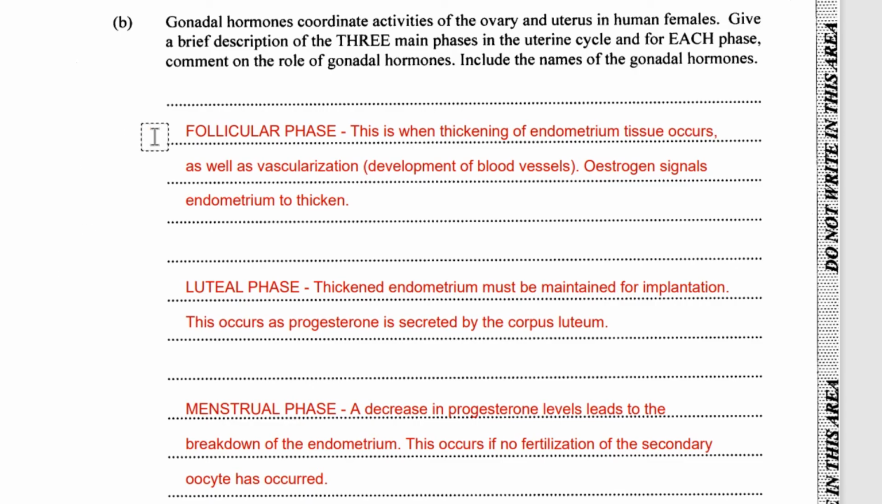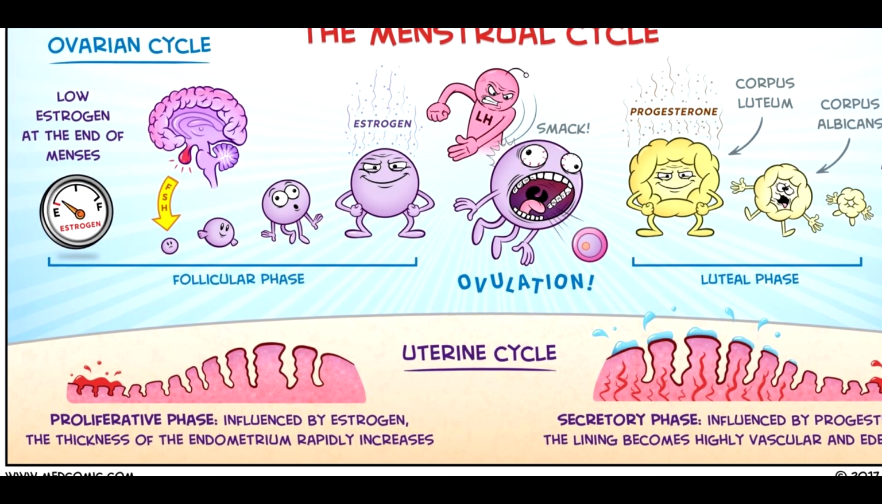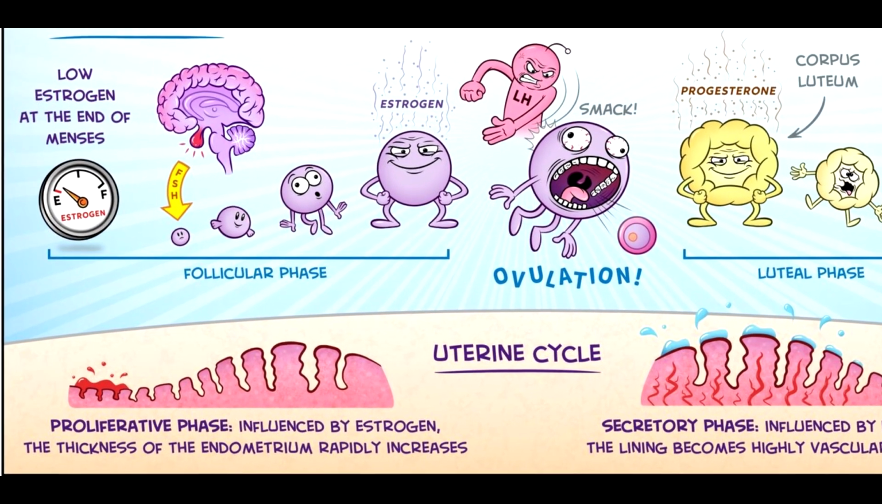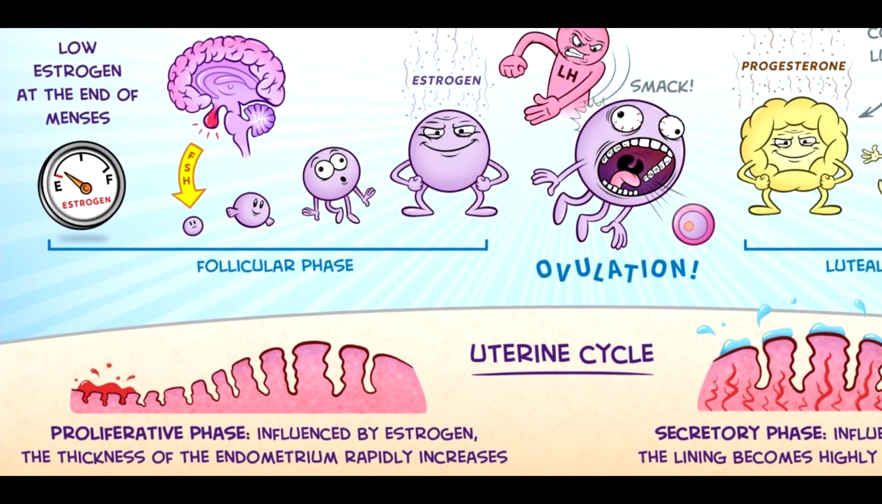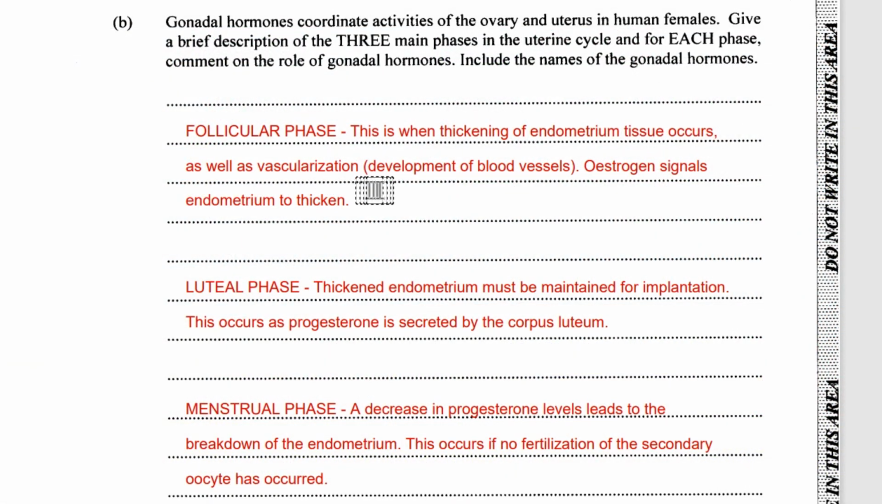The follicular phase is basically when you have the development of the Graafian follicle, which contains the secondary oocyte. Now, during this phase, you're going to have the thickening of endometrium tissue. Basically, if the egg gets fertilized, it'll be able to implant onto that tissue, kind of like you're planting a seed in soil. You'll also have vascularization, which is the development of the blood vessels. So you're going to get more and more capillaries taking blood and oxygen to those tissues to be able to grow. Estrogen signals the endometrium to thicken.